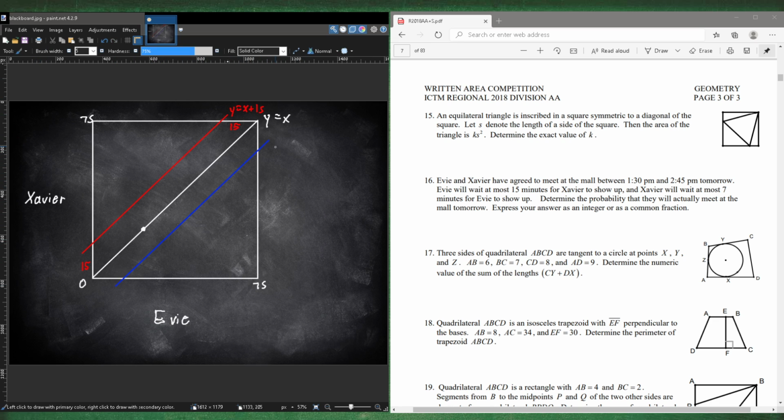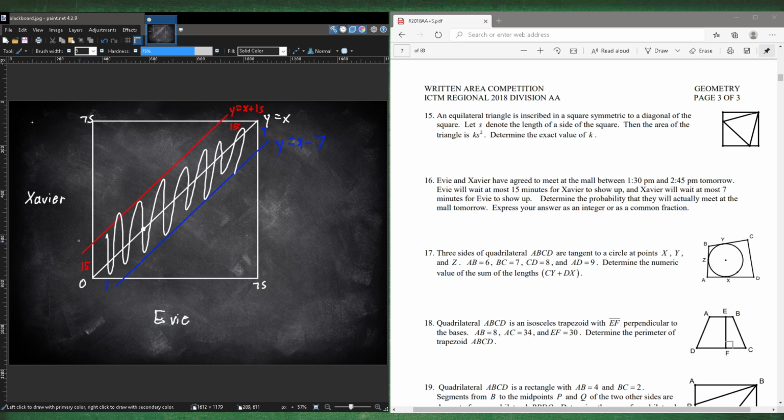And this would be y is equal to x minus 7. So this length is 7, and this length is also 7. And now we just need to find the area between it. So we need to find this area. So a way to do that is you just get the area of the entire square subtracted by the two triangles. So what's the area of the two triangles?